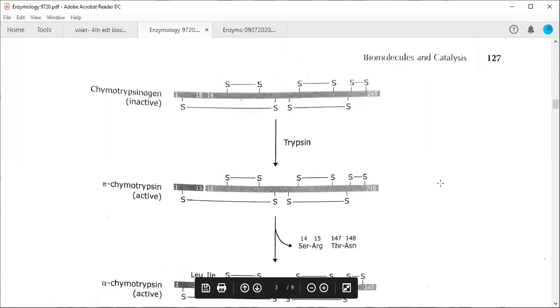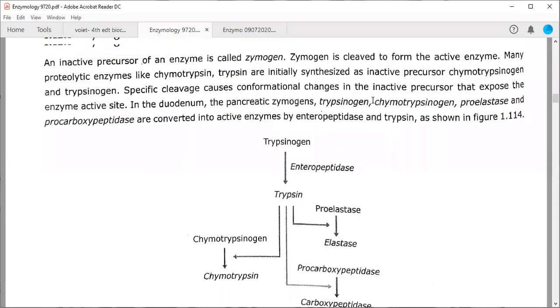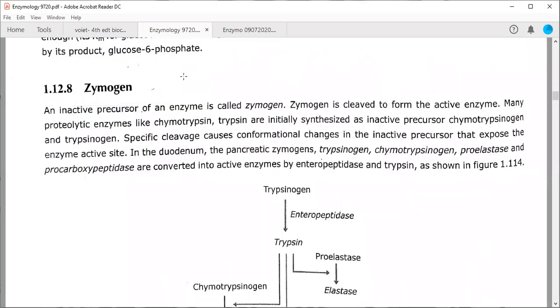Now, this chymotrypsinogen is made up of 245 amino acid residues. So now you will need to look into the mechanism also of how these zymogens are converted into the active form. For example, many proteolytic enzymes, let's say chymotrypsin and trypsin, are initially synthesized as an inactive precursor, so that only when the need arises can they be converted into the active form.